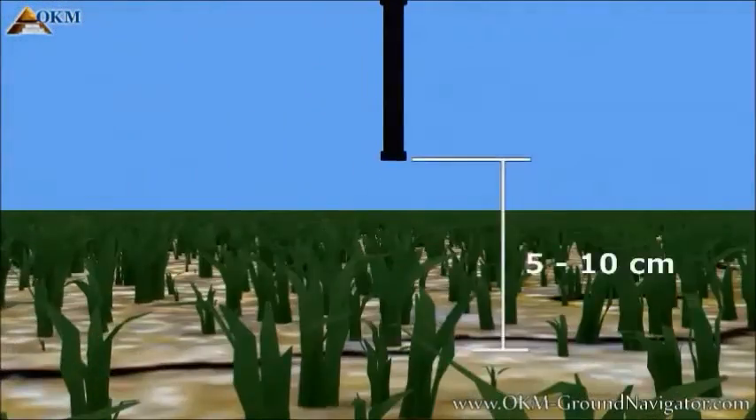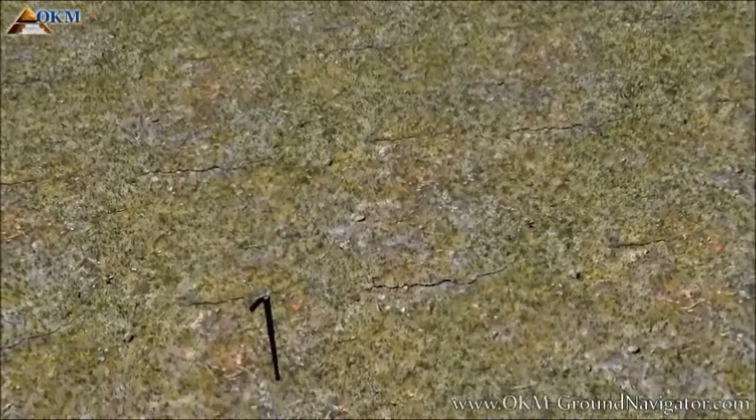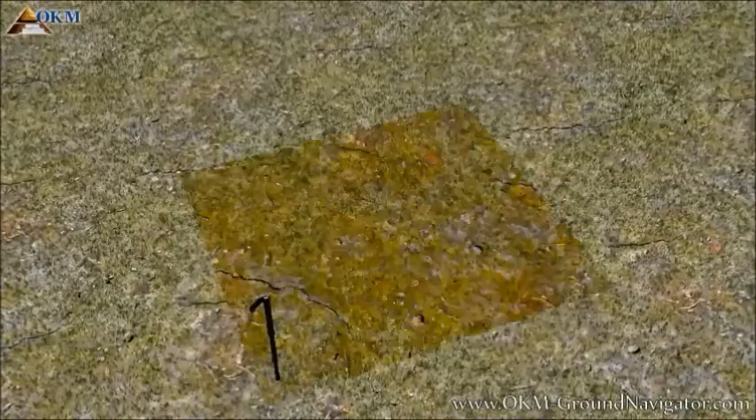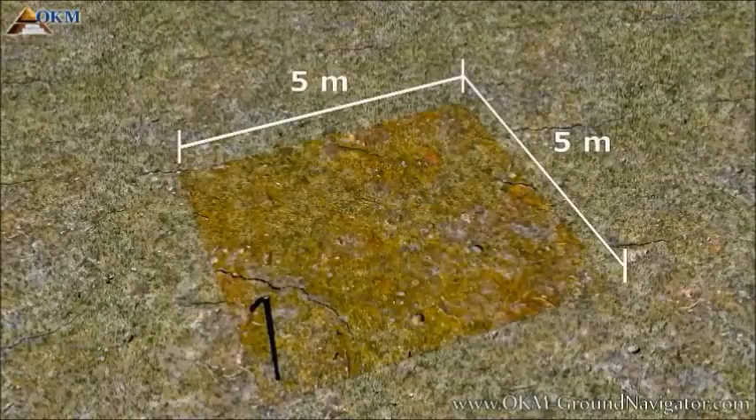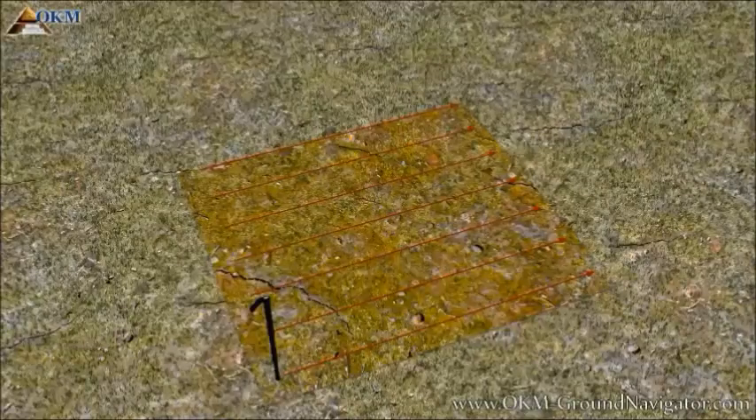No matter what operating mode you are using, the distance between sensor and ground should be around 5 to 10 centimeters. For this example, we will define an area of about 5 by 5 meters. You always start on a corner and scan from right to left, as seen in this example. The red lines are our scanning paths.